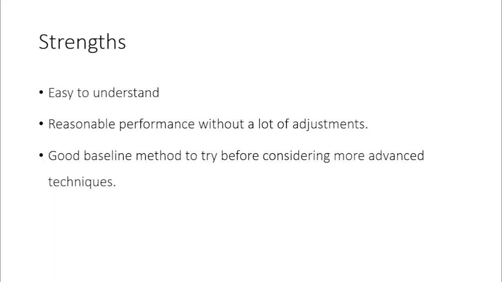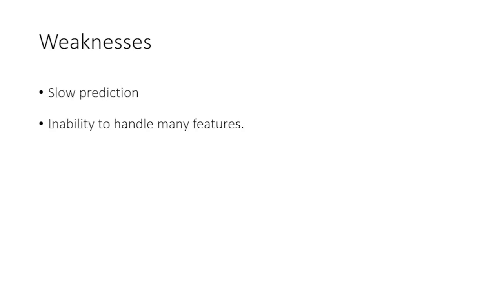So the strengths of k-neighbors classification and regression models are: it is easy to understand, it has reasonable performance without a lot of adjustments, and it is a good baseline method to try before considering more advanced techniques. The weaknesses of this model are that it is slow in prediction and it is not able to handle high dimensional data or many features.